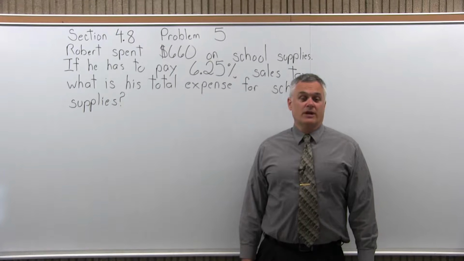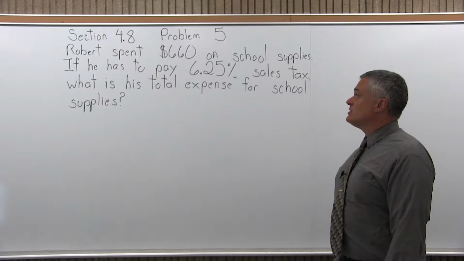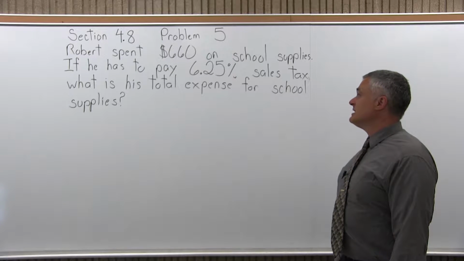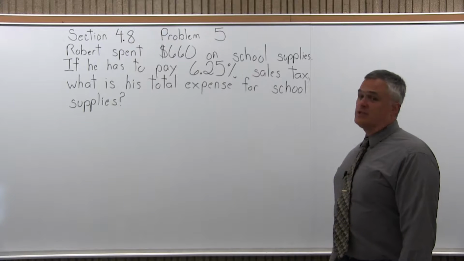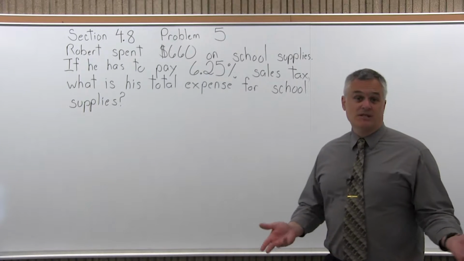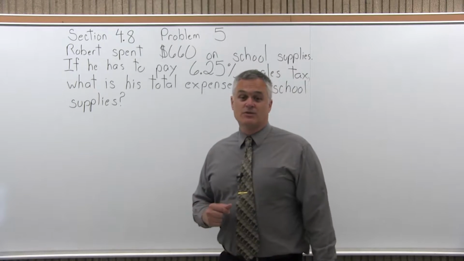This is Section 4.8, Problem 5. It says, Robert spent $660 on school supplies. If he has to pay 6.25% sales tax, what is his total expense for the school supplies? So it'll be $660 plus tax, so, I don't know, $680, $690, something like that. That's the type of answer we're looking to find.